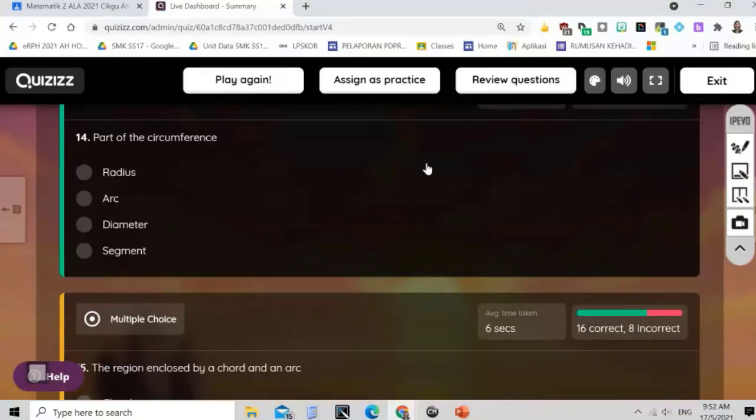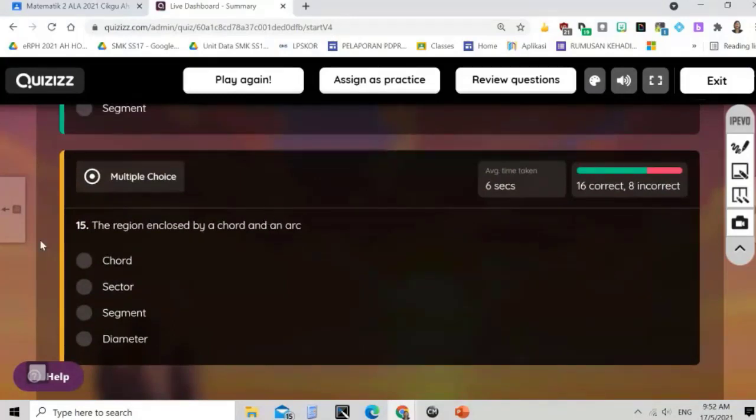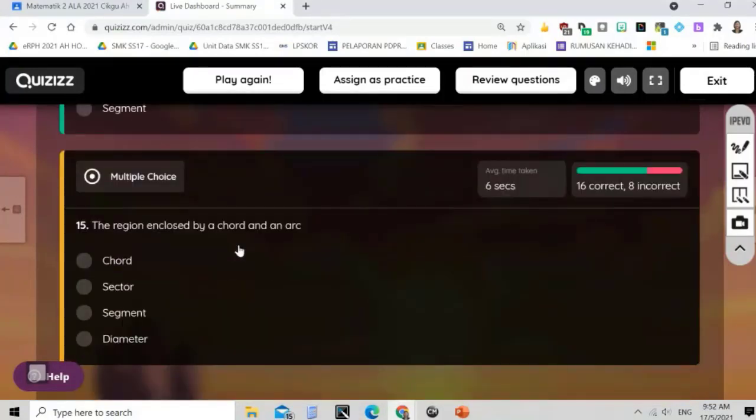Part of the circumference. This one I give no picture, but this is in the definitions. Arc. Okay, yes, arc. Part of the circumference, arc. Good. Okay, 15. Region enclosed by a chord and an arc. Chord is this one. Okay, arc is this one. So it's called what? Is it a sector, a segment or a chord? Patricia, what is the answer? Segment, okay, correct. Segment, chord and the arc.